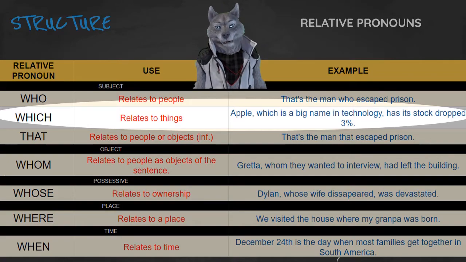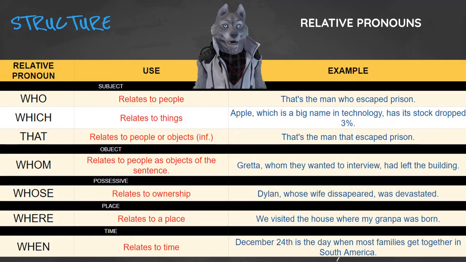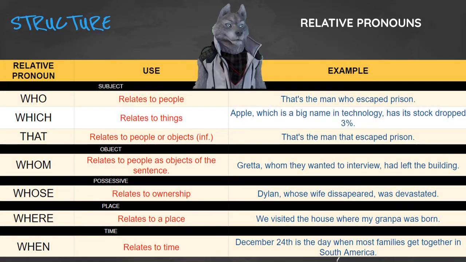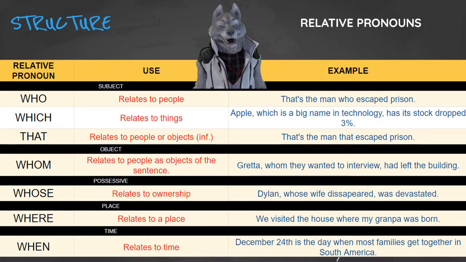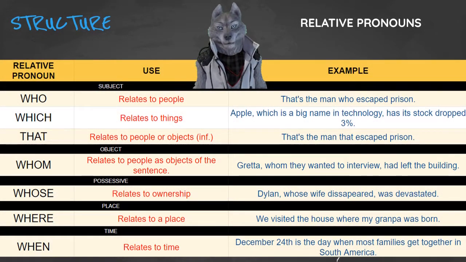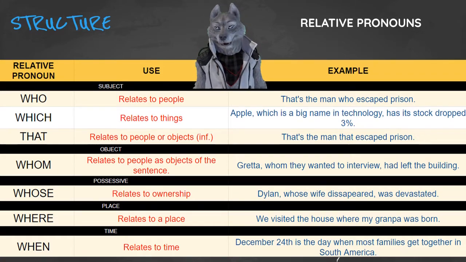Which is going to be used for things. Apple, which is a big name in technology, has had its stock dropped 3%. That can either be used for people or objects in informal situations. So if I take the same sentence right here, that's the man that escaped prison, that is making the connection. When we're talking about people as objects, because they're being affected by the action, whom relates to people as objects in the sentence. Greta, whom they wanted to interview, had left the building. It's because they want to talk to her. That's why she's treated as an object in grammar terms.